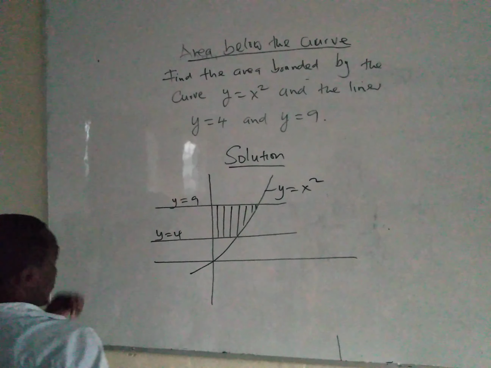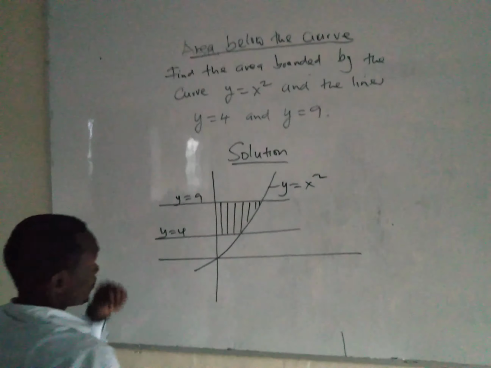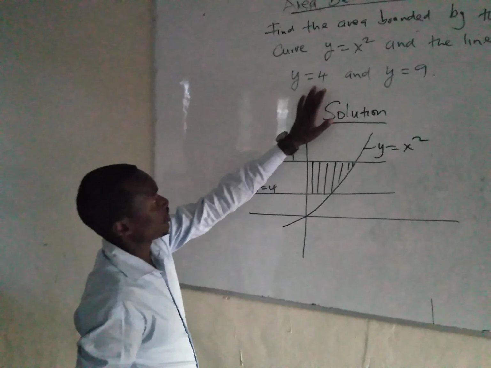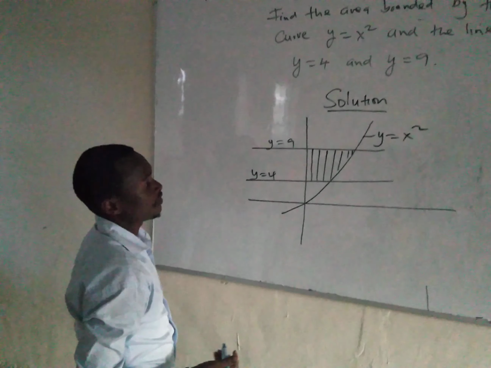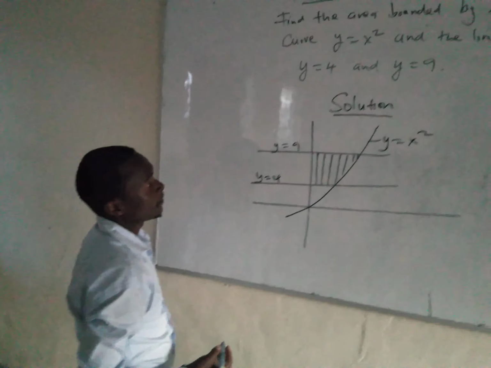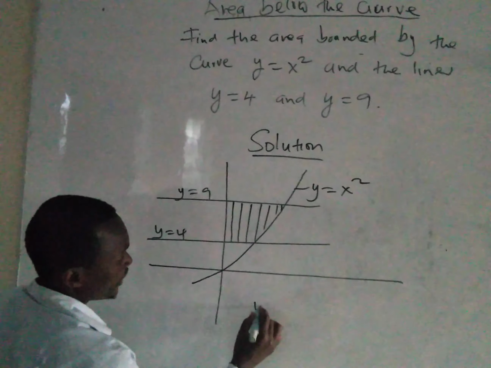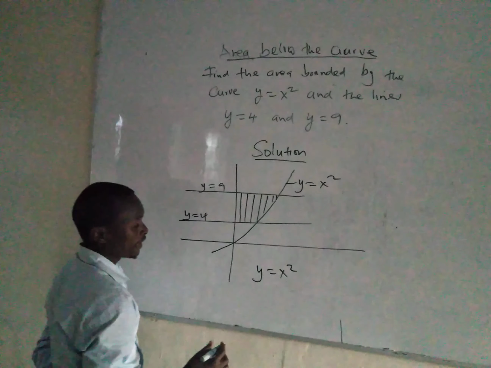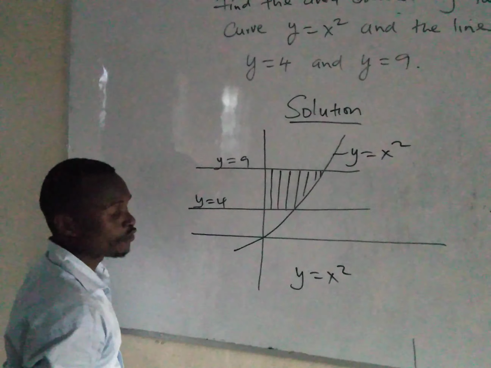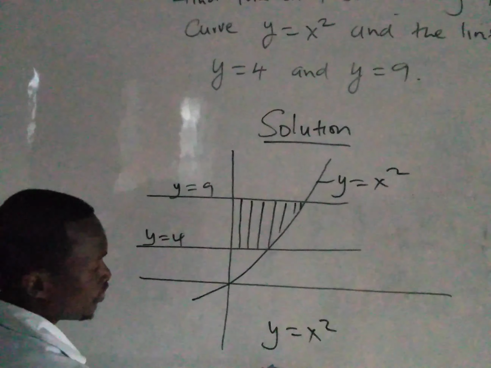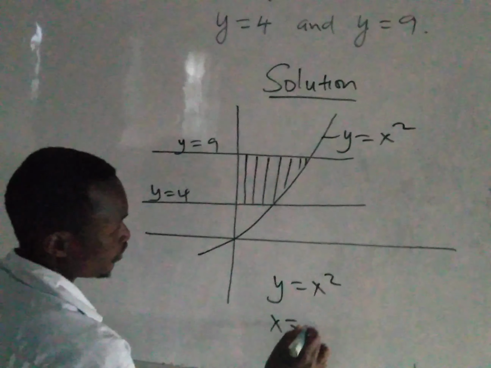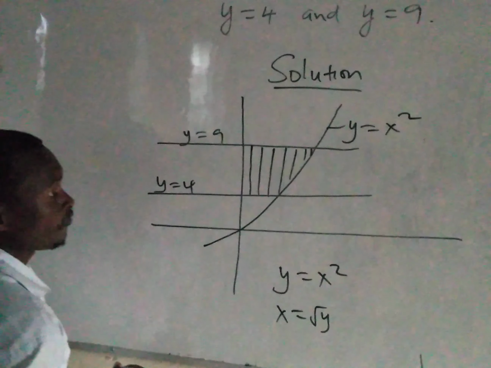Okay? So it is very important to note that more often than not we have x equals to something, but in this case we have y equals 4 and y equals 9. So let us try to determine the area using integration. Okay, so y equals x squared. We can make x the subject of the formula here so that we have our equation in terms of y. So square root both sides, you have x equals square root of y.